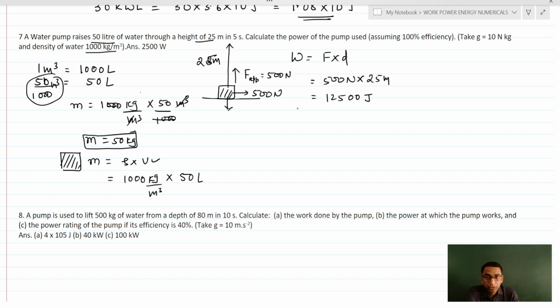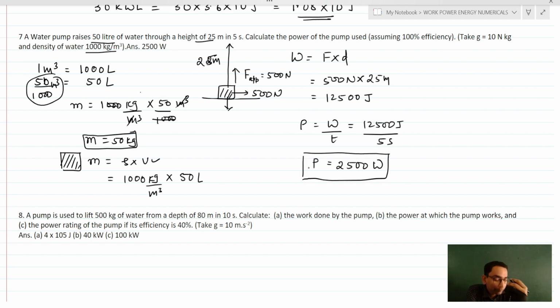So this is the work done by you, and now the power is the work done upon time taken, that is equal to 12500 joules divided by 5 seconds. So it will be 2500 joule per second, which is watt, right? So this is the answer to the problem. You can also do it in another way. You can simply find the difference in the potential energy, because work done is simply the increase in the potential energy. So you can simply use the formula mgh and you will get the work done. All right, and divided by the time taken, you will get your answer in watts.